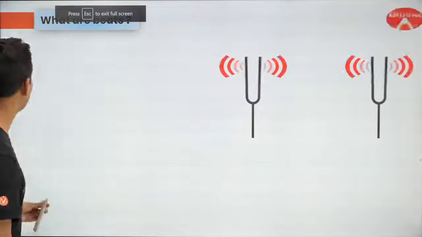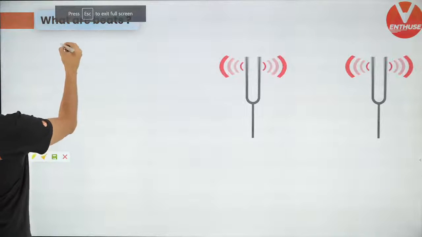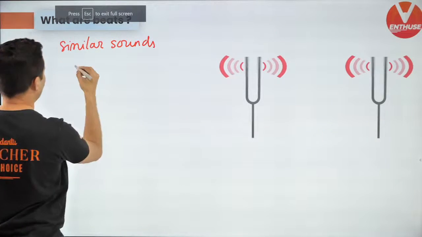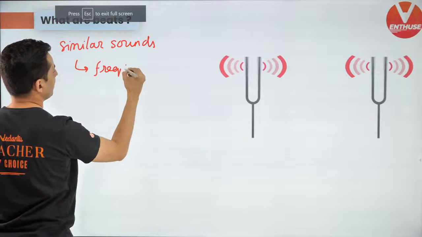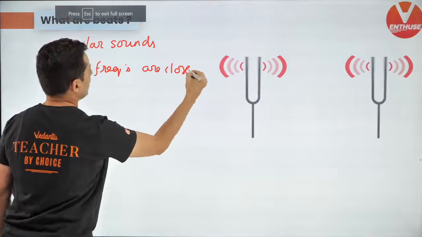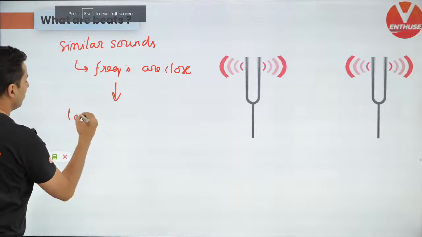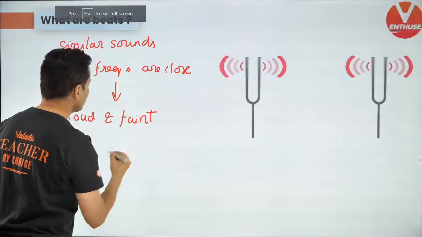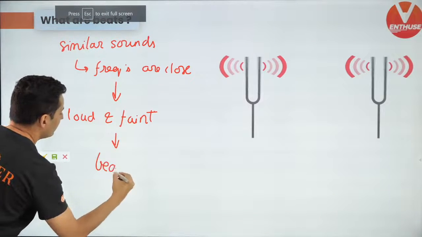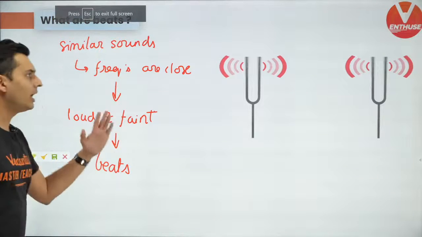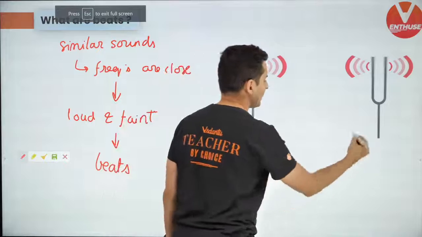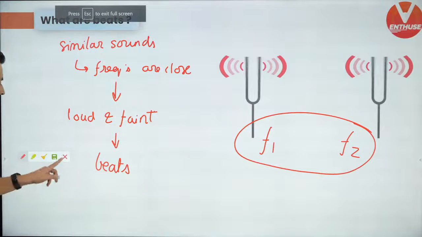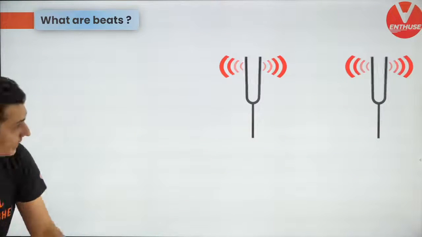So when you have 2 similar sounds, let me write it down, similar sounds, that is frequencies are close, what you will get? You will get loud sound and faint sound. You will get loud sound and faint sound. That phenomena is called as beats. Now let's try and understand this. If there are two sounds, frequency F1 and F2, if they are sounded together, you will get beats. Now this is very, very interesting. Let's see a small demo on this.